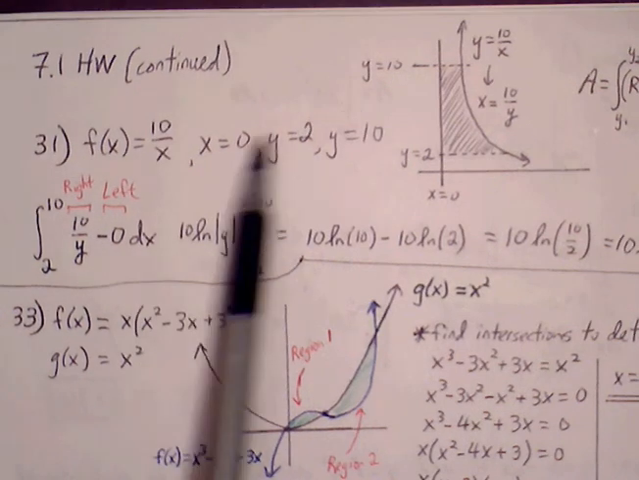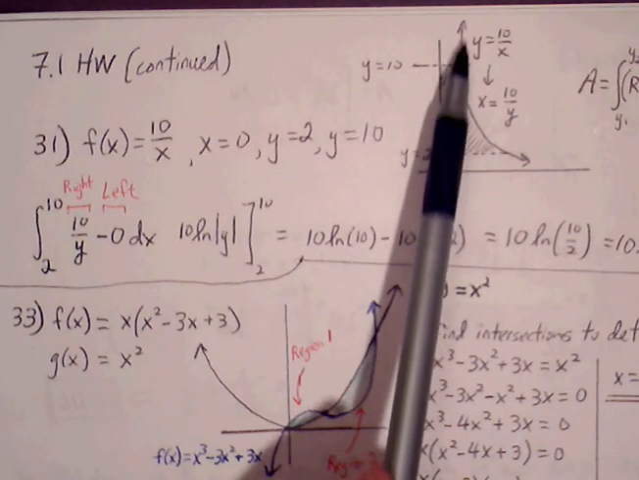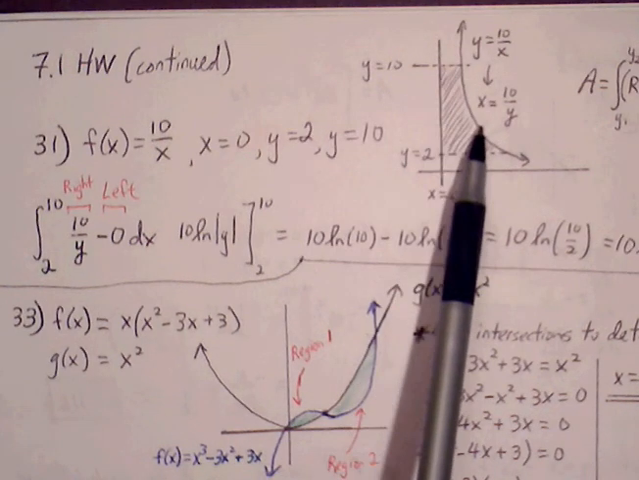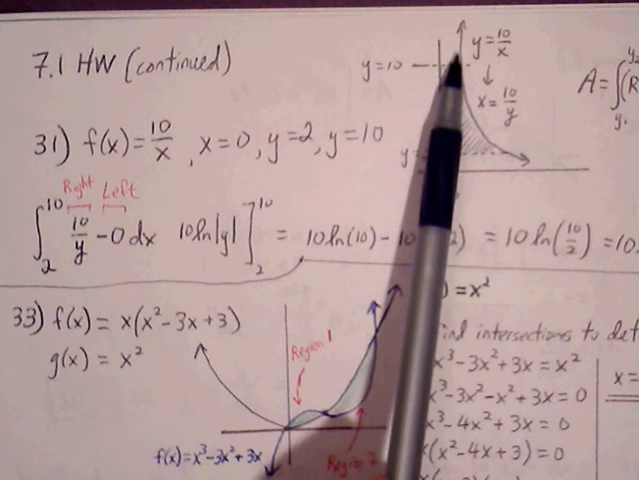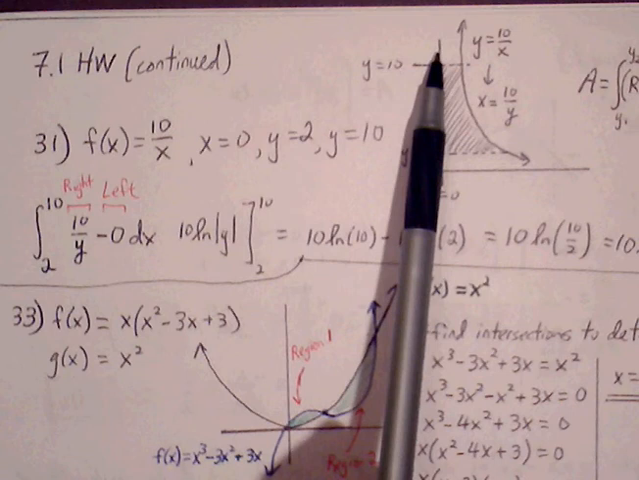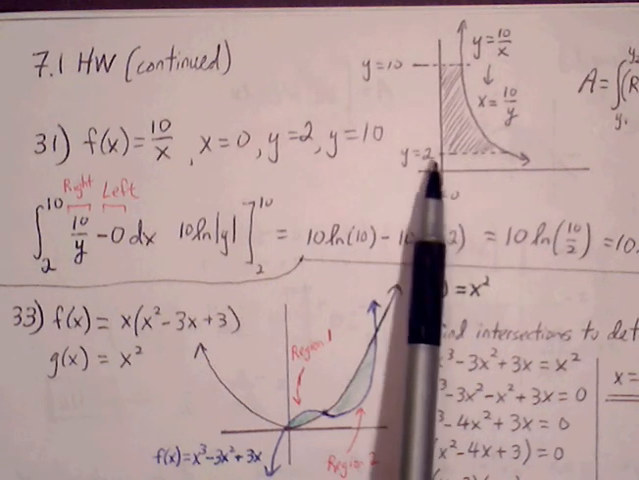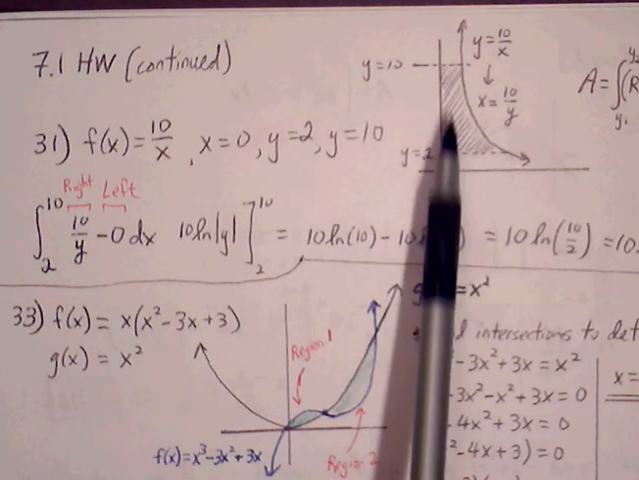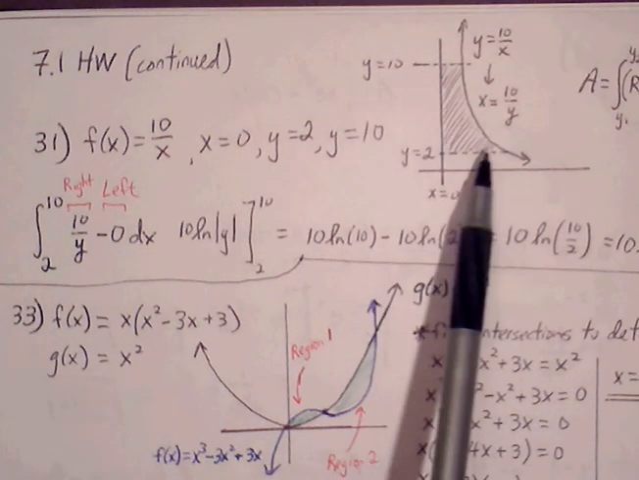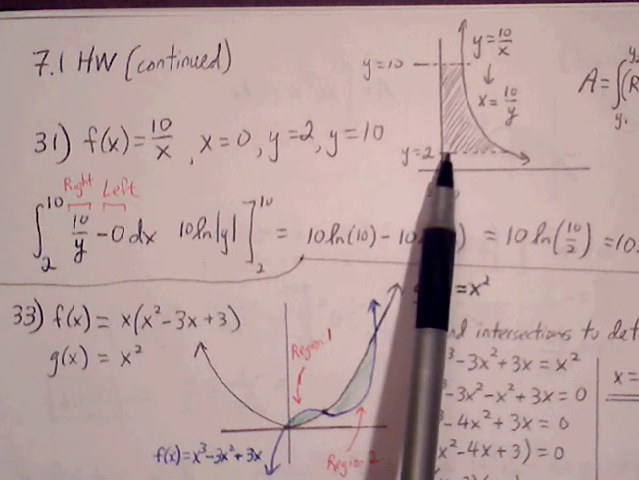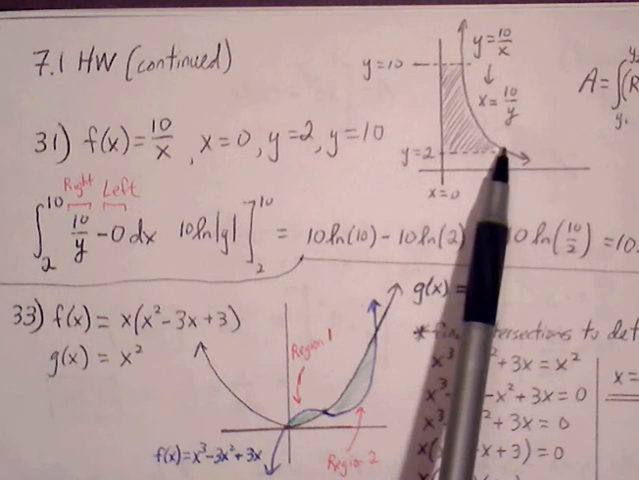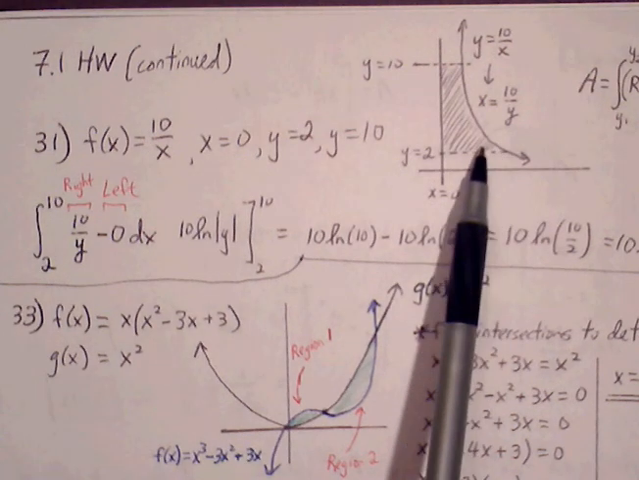So 10 over x, in your calculator you can graph this to help you with this. This is going to be 10 over x, a rational function here. X equals 0, which is the vertical line, the y-axis. Y equals 2, and y equals 10. Based off of these four lines, we can see that the shaded region that has these lines as boundaries for each of the portions will be this shaded region here.